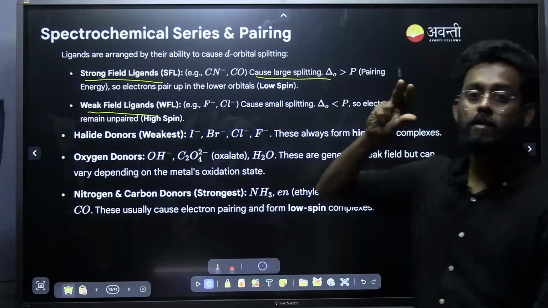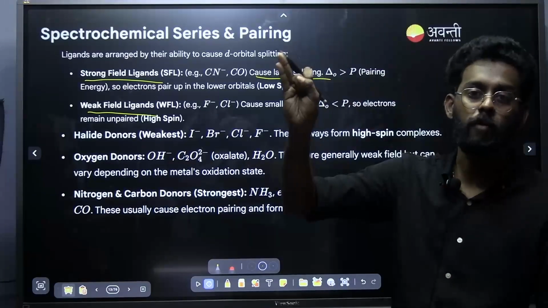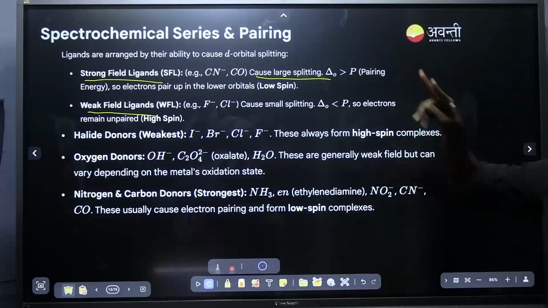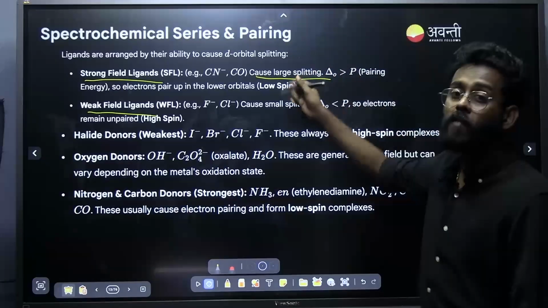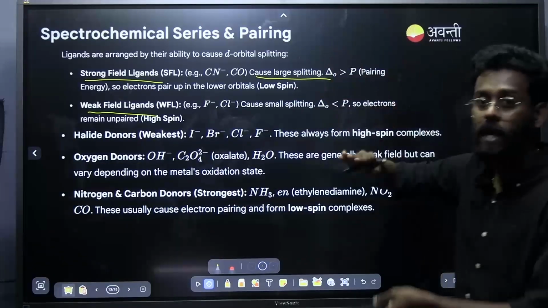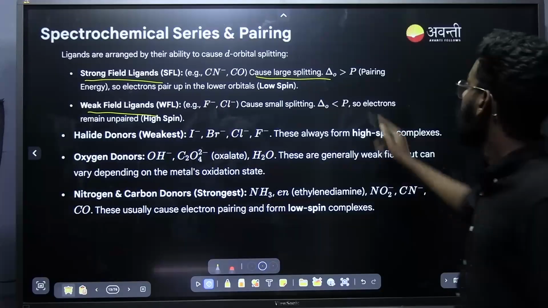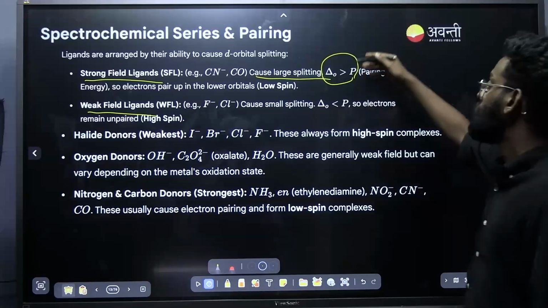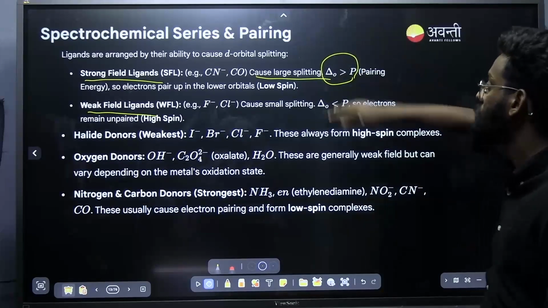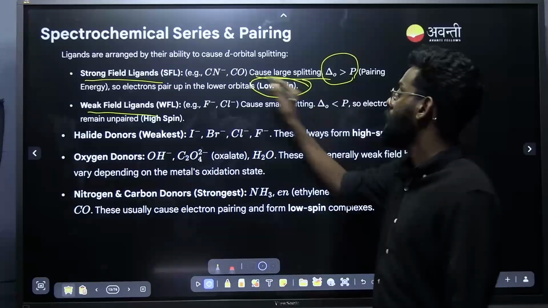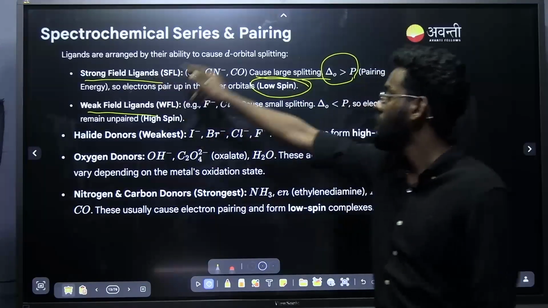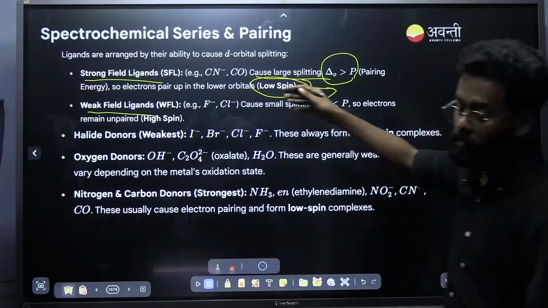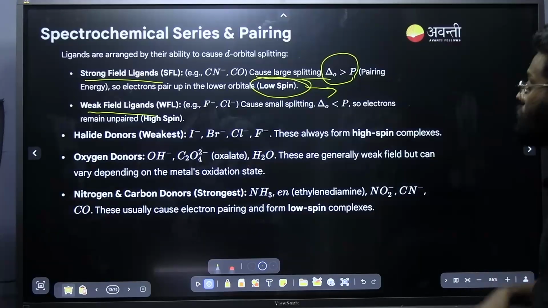We know that d orbitals, they are axial d orbital and non-axial d orbital, and in the presence of ligand they will be splitting into 2, axial and non-axial. And strong field ligand will create a large splitting gap. And in that case delta O will be greater than pairing energy. And in this case the electrons will remain paired in the lower orbital. So whenever there is a strong field ligand on the central metal atom, there will be low spin complex, because all the electrons will be paired in the lower orbitals.